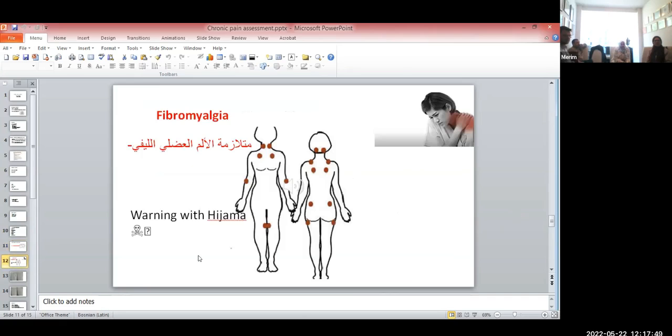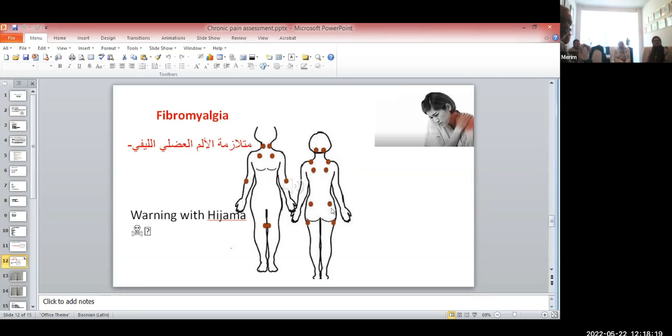Finally, be careful of fibromyalgia. In Arabic, it is called متلازمة الألم العضلي الليفي. It's a very long word because fibro is a word, myo is a word, algia is another word. So in Arabic, it comes in 3 words, and متلازمة means syndrome. It's a syndrome. These are the points where we used to elicit fibromyalgia, 18 points.